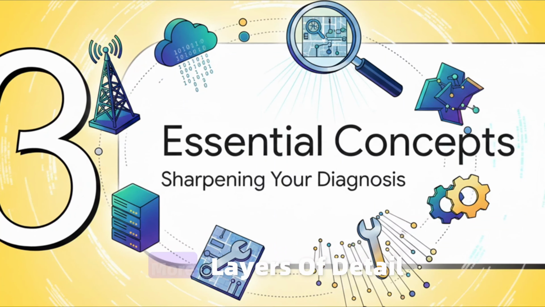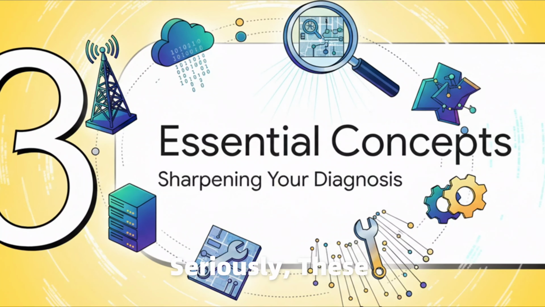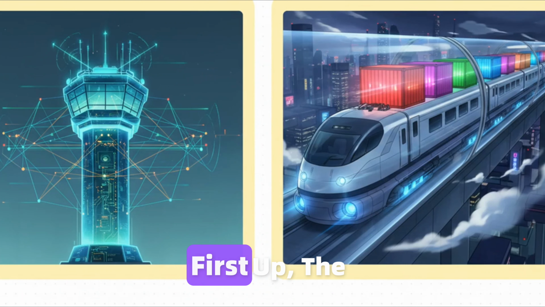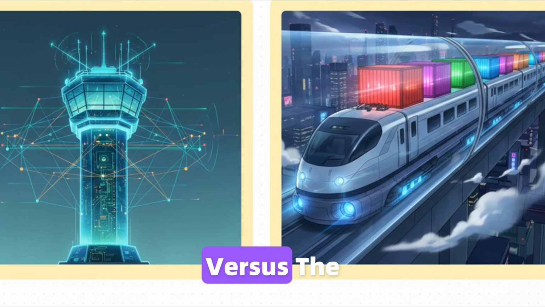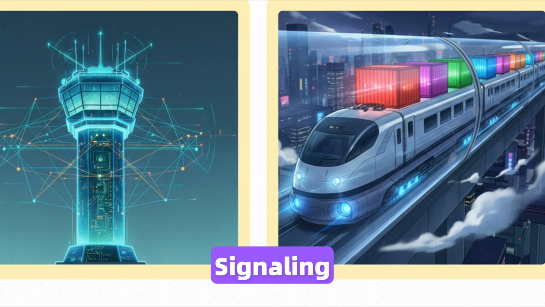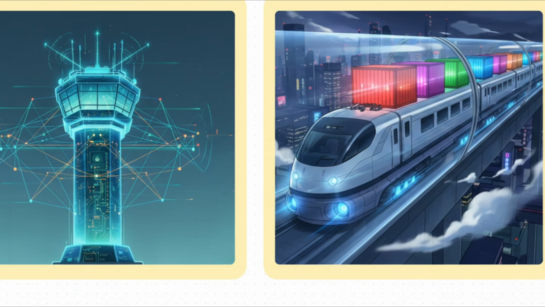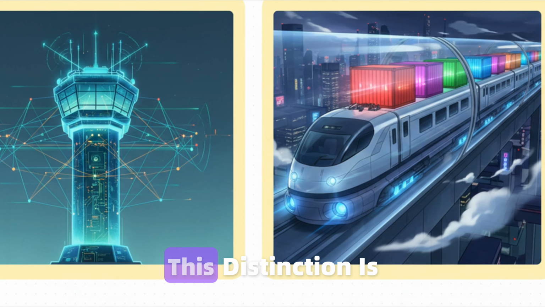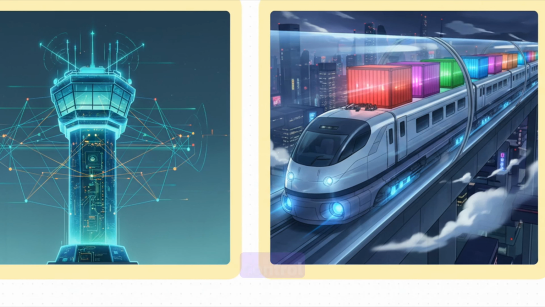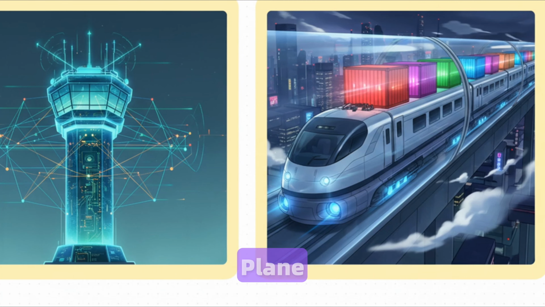Okay, so you have the basic map. Now let's add 2 more layers of detail that will turn you into a diagnostic pro. Seriously, these concepts will help you pinpoint issues with surgical precision. First up, the control plane versus the data plane. The control plane is what sets everything up. It's the signaling that says, let's start a call. The data plane is what carries the actual data, your voice, the video you're streaming. This distinction is so important because you might see a service connect perfectly, meaning the control plane is working fine, but then the quality is terrible, which points straight to a data plane issue.